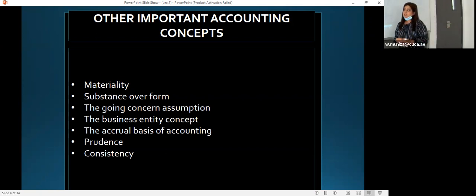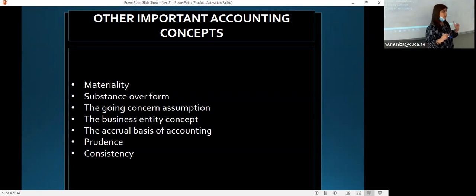Anyhow, when the financial statements are prepared, they are prepared on the assumption that the business will be running for the foreseeable future. Foreseeable future in accountancy is basically a jargon. It means for a period of more than 12 months. Got it? Then business entity concept.